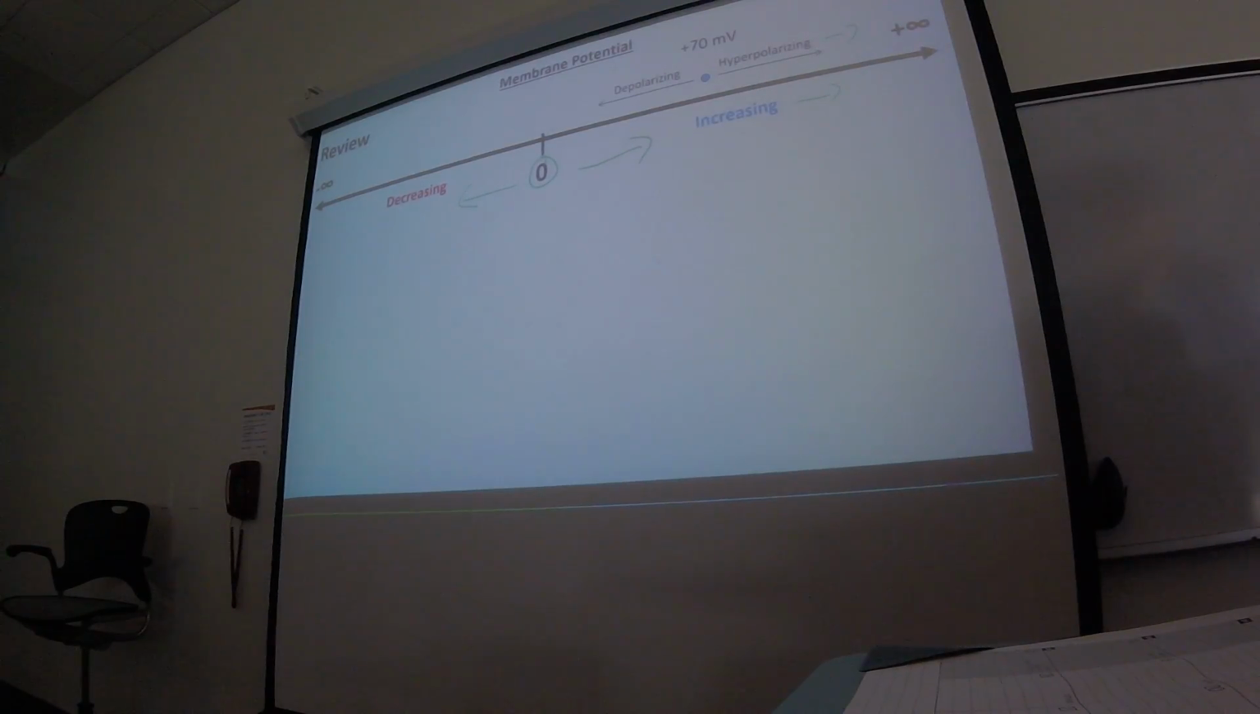Now, if you take that positive 70 millivolts of membrane potential and bring it closer to 0, so towards the left in this example, that's depolarizing. You're depolarizing the membrane because you're bringing it closer to 0. In this situation, decreasing the membrane potential is the same thing as depolarizing. As long as you don't go past 0, they mean pretty much the same thing. But this means something very different when your membrane potential is negative.